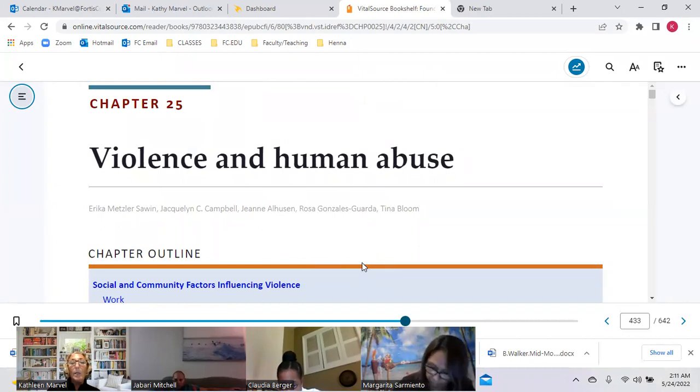As a nurse, wherever you're going to be working, it doesn't matter, you are going to be taking care of patients that are victims of violence. You're going to be taking care of perpetrators of violence. You're not going to escape the consequences of violence in the people that you're taking care of and working with.